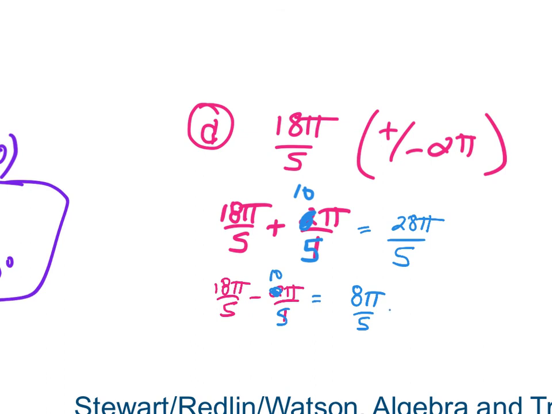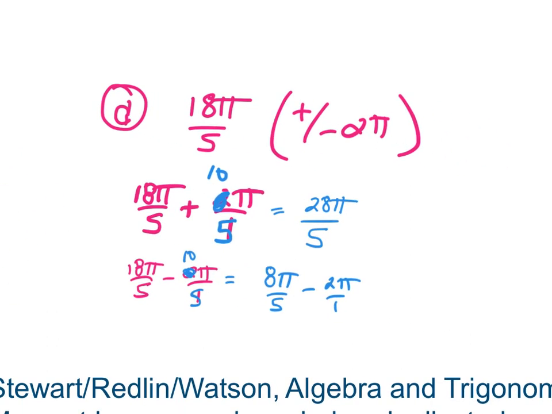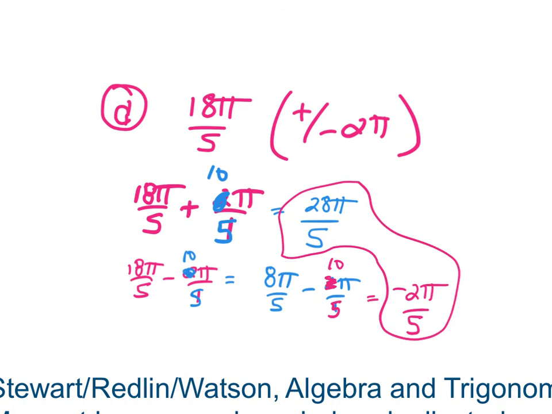Let's subtract another circle, another 2 pi. So 2 pi over 1. Again, what's the common denominator between 5 and 1? 5. If you multiply the bottom by 5, you multiply the top by 5, and I get 8 minus 10, which is what? Negative 2 pi over 5. Now is that negative? Then you're good to go.